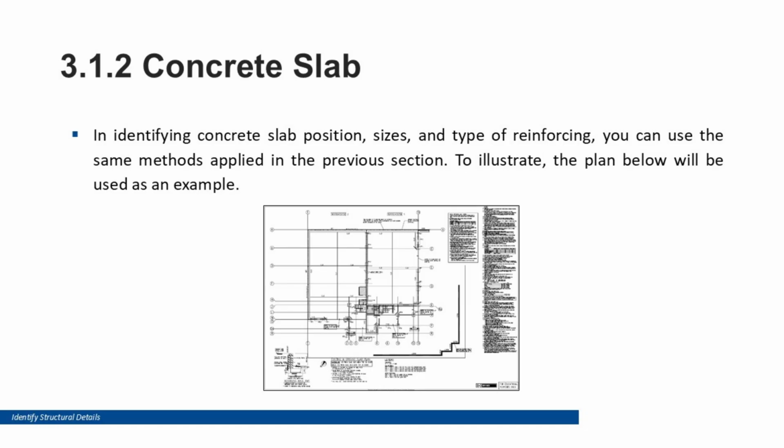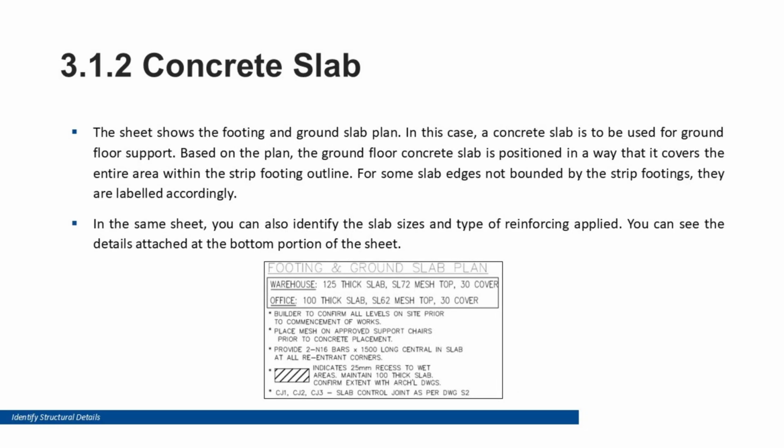Slab details. Slab plans indicate where concrete slabs are placed, their thickness, joint locations and reinforcement. Slabs may be differentiated, such as a 125mm warehouse slab with SL72 mesh, or a 100mm office slab with SL62 mesh.